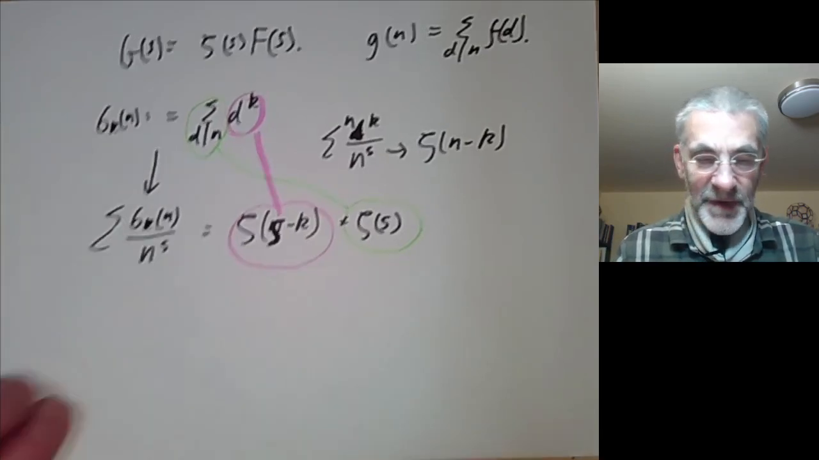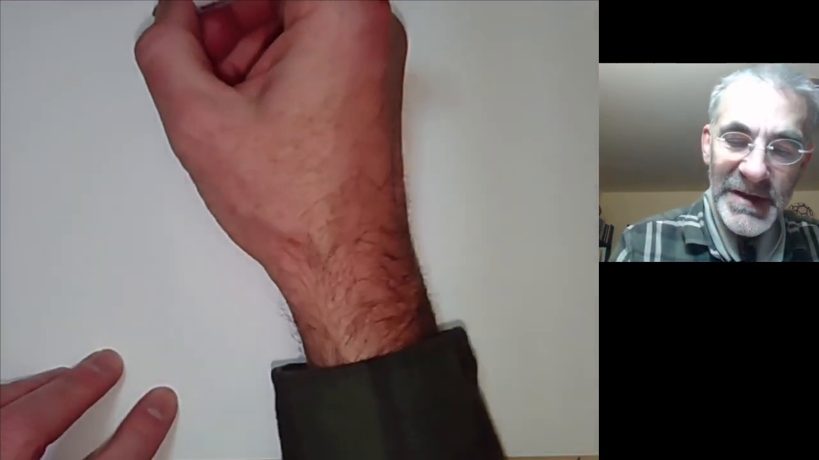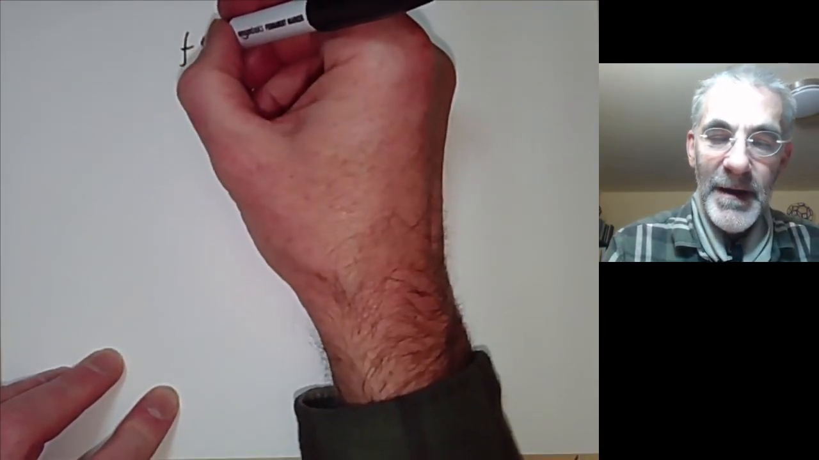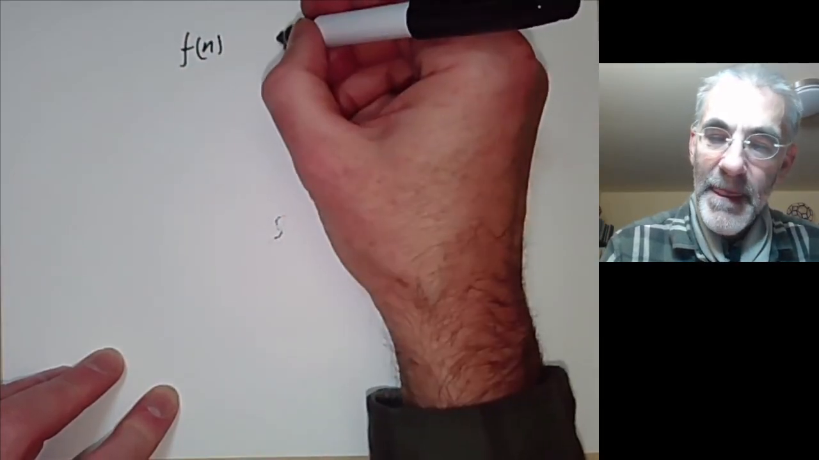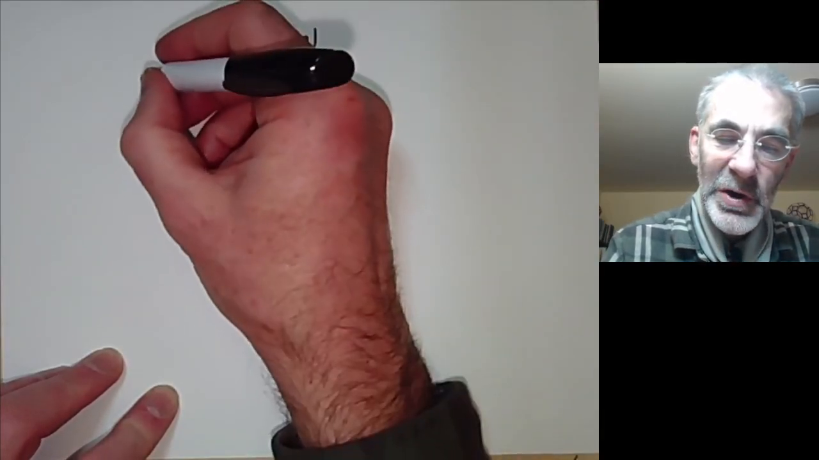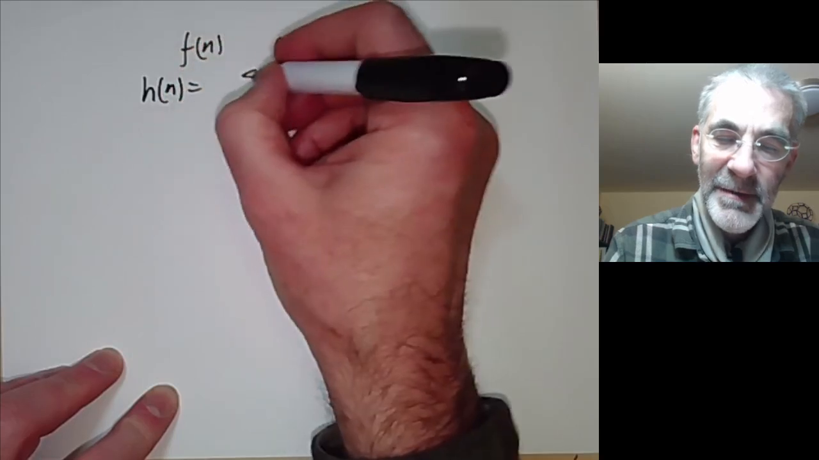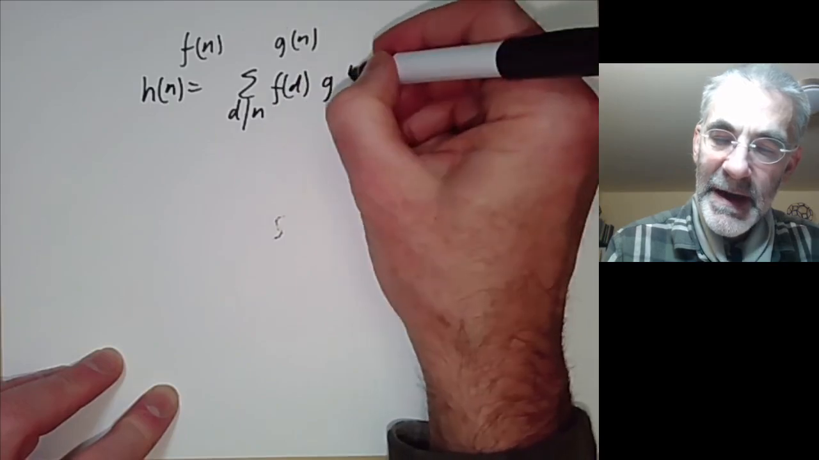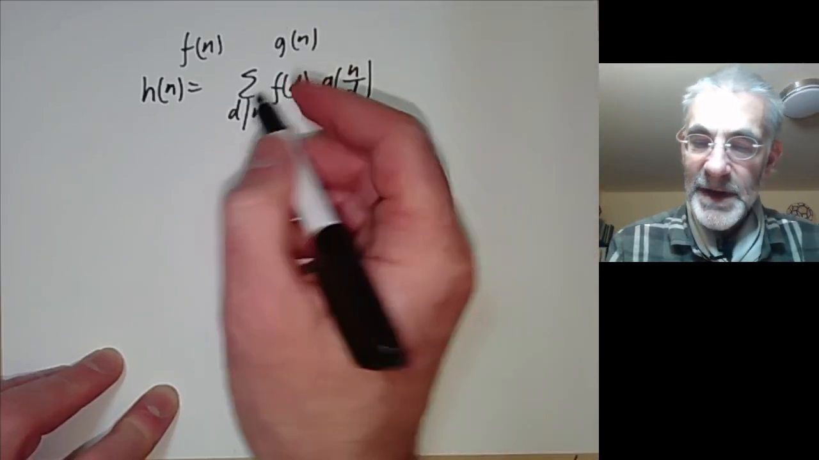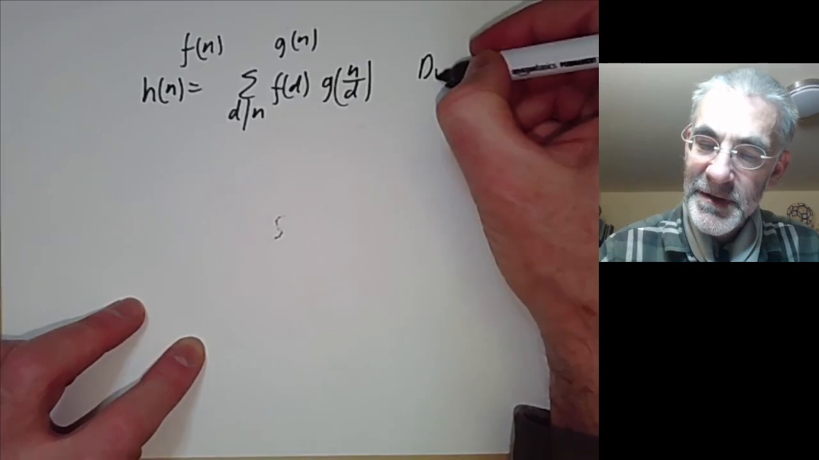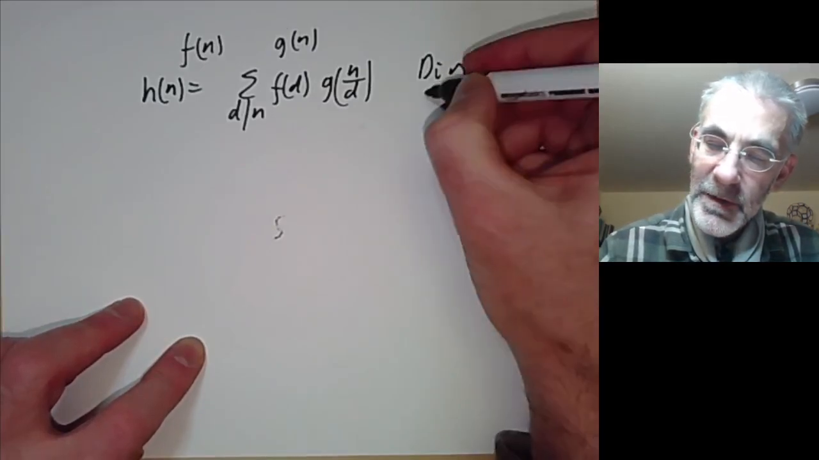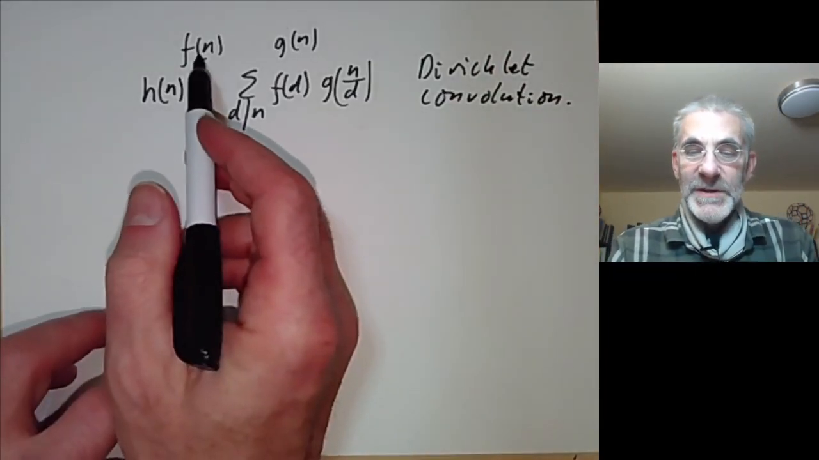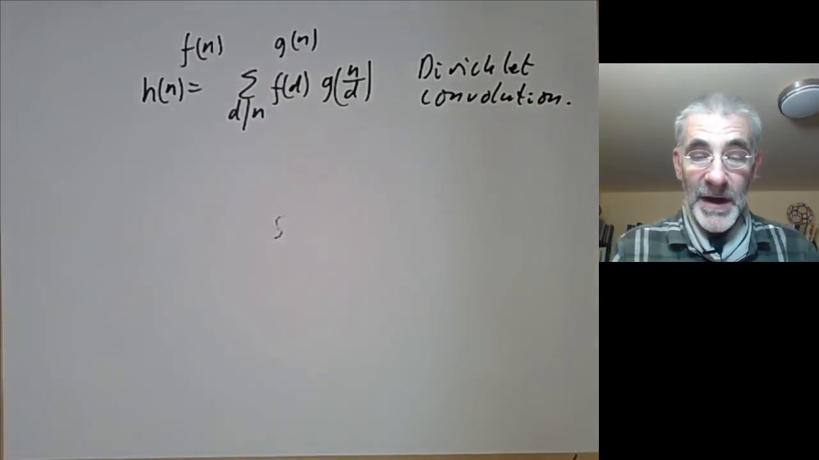There's a more general version of this. Sometimes we do what is known as a Dirichlet convolution. So if I take arithmetic functions f of n and g of n, I might define a new arithmetic function h of n to be the sum over d divides n of f of d, g of n over d. So these sort of things turn up quite a lot. So this is a Dirichlet convolution. And what I want to do is to find the relation between the corresponding Dirichlet series.